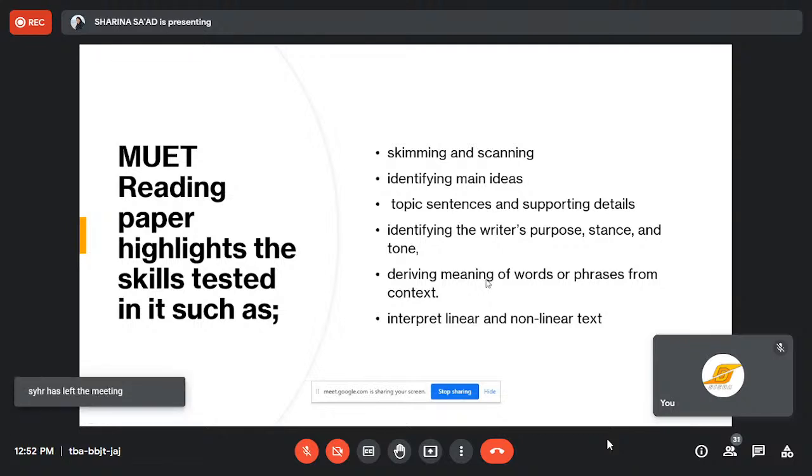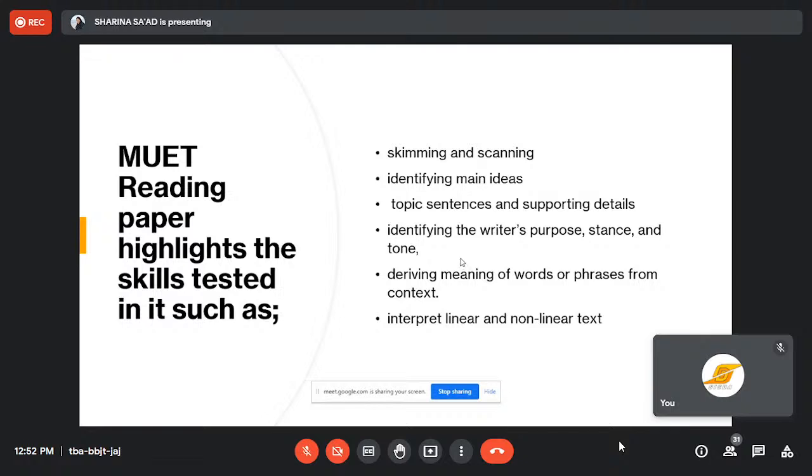So you should know what a topic sentence is. Up to this day, are you clear what a topic sentence is? Are you clear what a supporting detail is? If you are clear about this, then do not worry, because it will be easier for you to answer writing as well as reading. And then you have to identify the writer's purpose. What is the writer's opinion? Agree or disagree about the issue? And what is the author's tone? The question will ask you about the tone, the purpose, the stand.